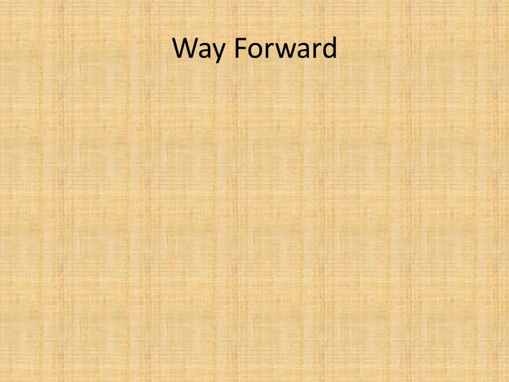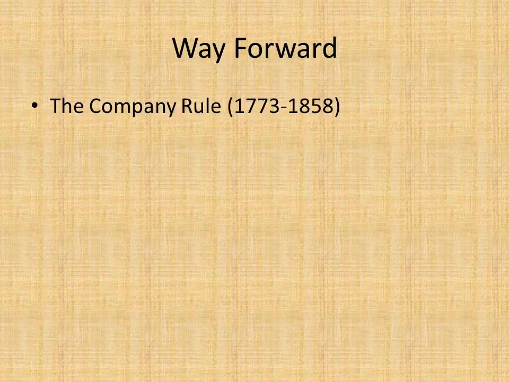Now coming to the way forward. So as we have already discussed, in this video I will be covering all the important acts that were passed between 1773 and 1947. This period can again be broken into 2 more parts. The first one is the company rule. The company rule started in 1773 and ended in 1858. This was the time during which the East India Company ruled over India.